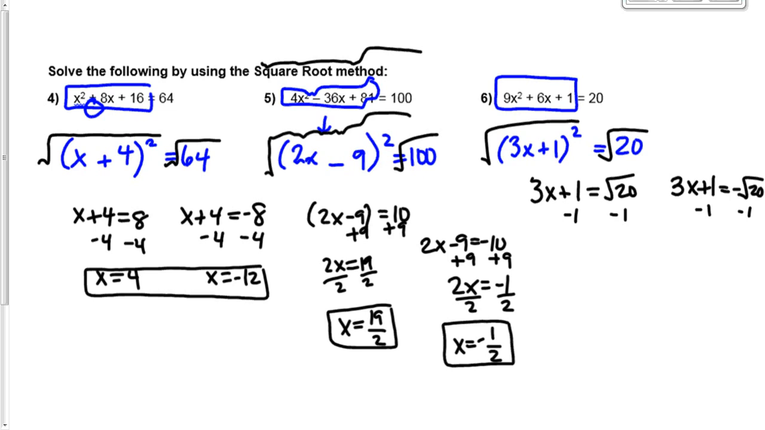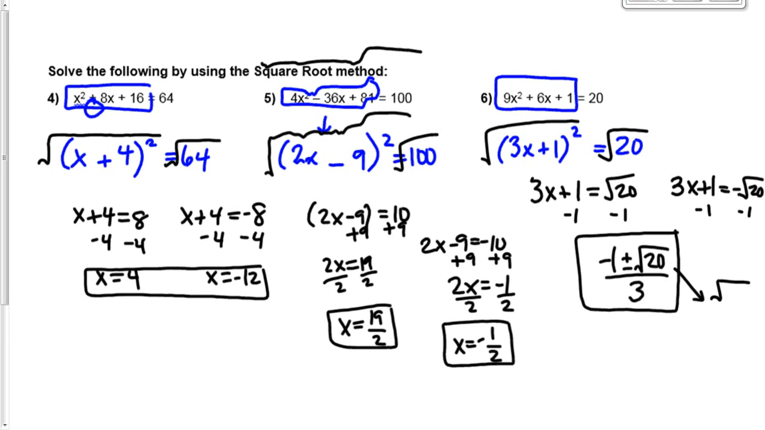But let's look at this. No matter what, I'm taking the square root of 20. It's just 1 is positive and 1 is negative. I'm moving a negative 1 over there, and then I'm going to divide by 3. So really, this is what your answer ends up looking like, which is kind of crazy and complex, but that really is the answer. The only thing I could do to simplify this further is to take that 20 and change it into 4 times 5 and take out the 2.